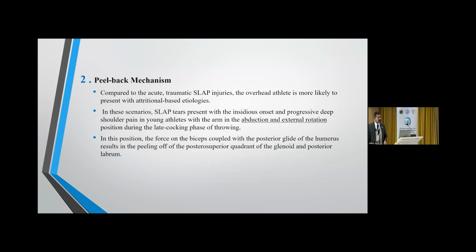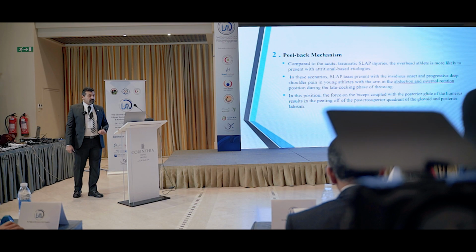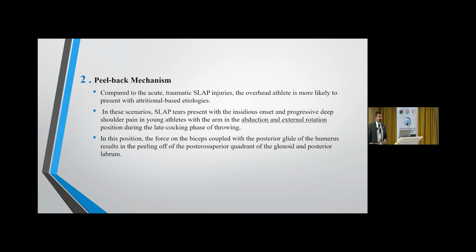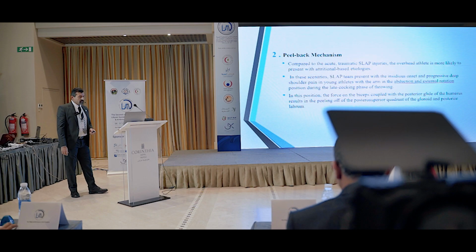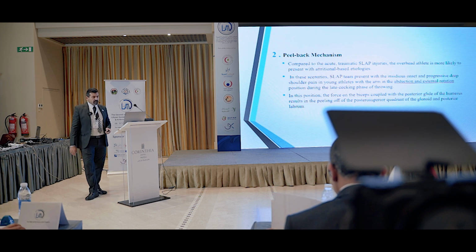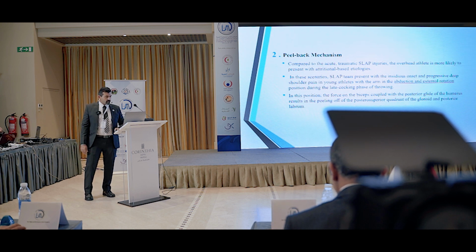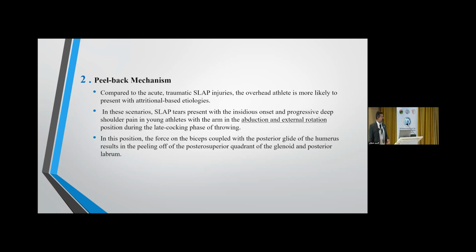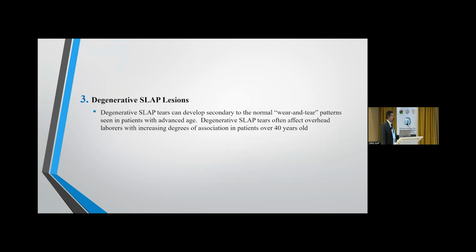The second mechanism is the peel back mechanism. What is the peel back mechanism? It is simply abduction and external rotation that makes the SLAP happen. Mainly you can see that in throwing sports, like throwing a ball, or in the late cocking stage of the arm in these athletes. The degenerative SLAP lesion is the third type. You see that in many cases, like rotator cuff tears, as the professor has discussed before.